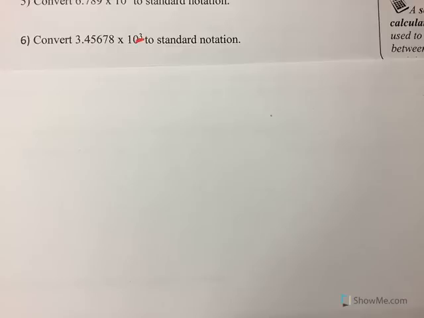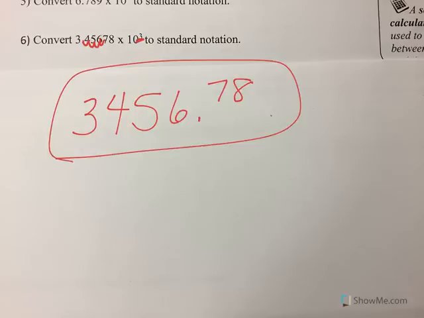Same idea, positive exponent of 3, we're moving our decimal 3 places, should be after the 6, so 3,456.78. You're still allowed to have a decimal in your answer, right? That's fine. You just have to put it in the right spot.